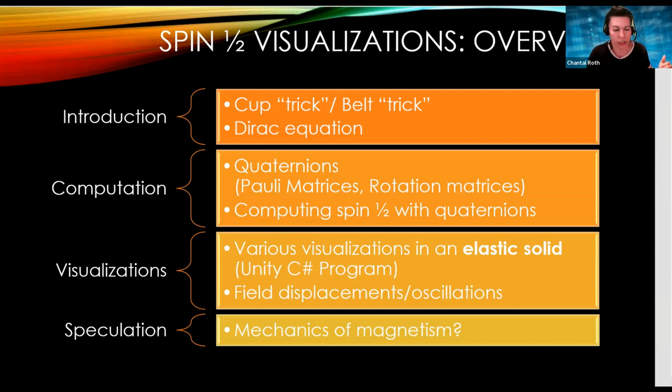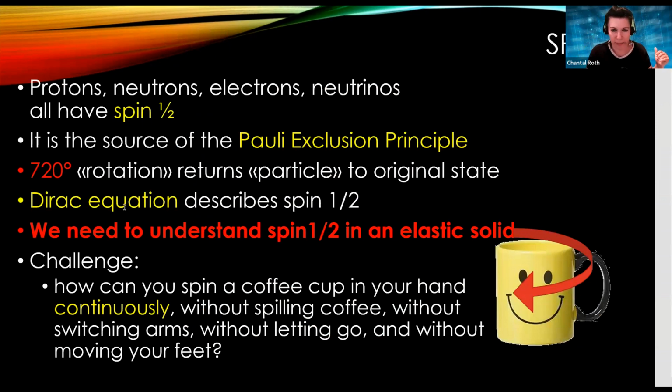So just to recap, and I'm sure most of you know this probably, what is spin 1/2? What kind of properties does it have? Now we know that basically protons, neutrons, electrons, they all have spin 1/2, right?